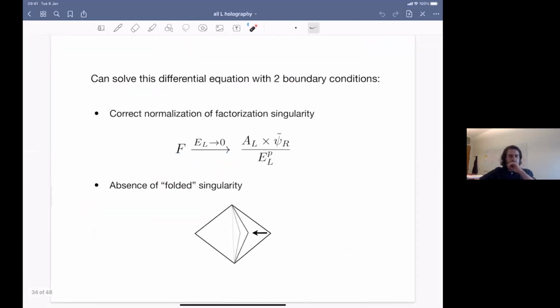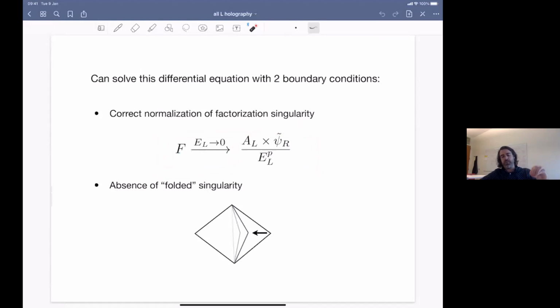Okay, so this is a second order differential equation, and so the natural thing to want to do, with any differential equation, is to solve it. But this is a second order differential equation, so I need two boundary conditions in order to solve it. And the two boundary conditions that we end up wanting to impose are the following. So first, we want to demand that this factorization-like partial energy singularity is normalized correctly. And so roughly speaking, we want to make sure this number is correct.